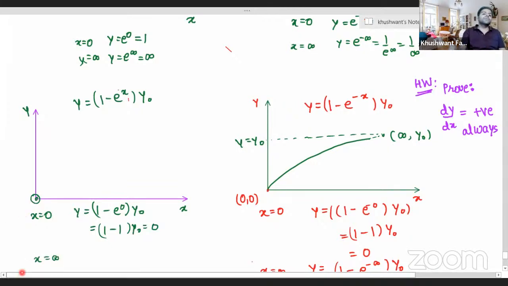X is equal to infinity, we can see that this has become a very, very large value, correct? Yes, very large value. So again, y will become a very, very large number, infinity. But how does the curve reach there? Let's also try to see that.